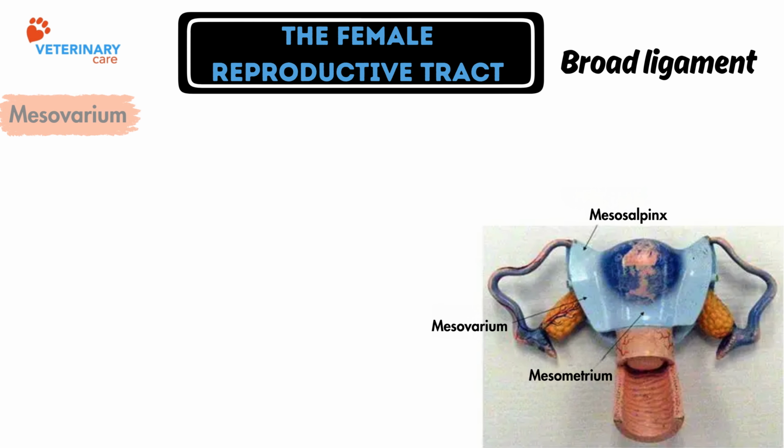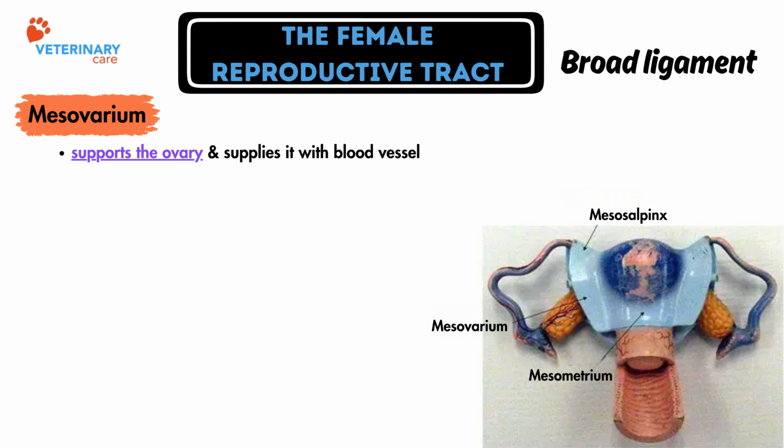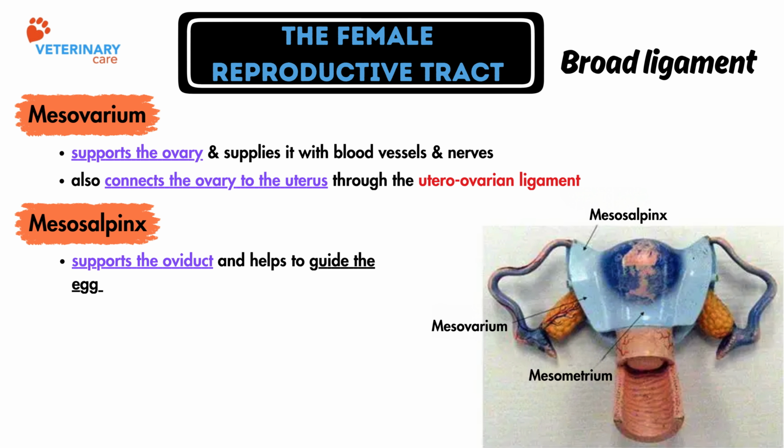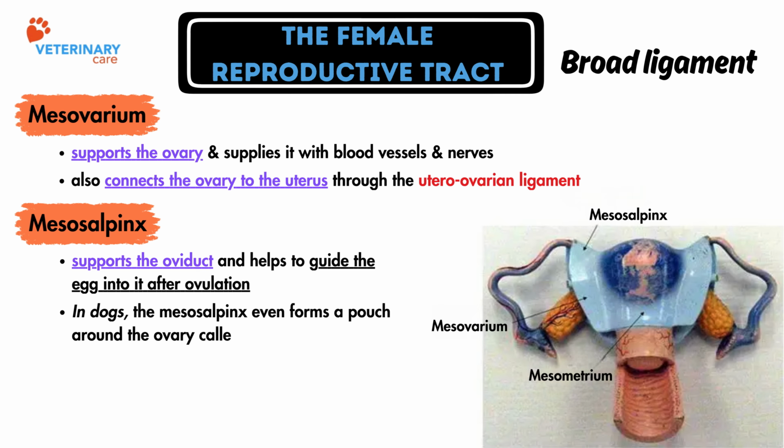The first is the mesovarium, which supports the ovary and supplies it with blood vessels and nerves. It also connects the ovary to the uterus through the utero-ovarian ligament. The second part is the mesosalpinx, which supports the oviduct and helps to guide the egg into it after ovulation. In some species, like dogs, the mesosalpinx even forms a pouch around the ovary called the ovarian bursa.